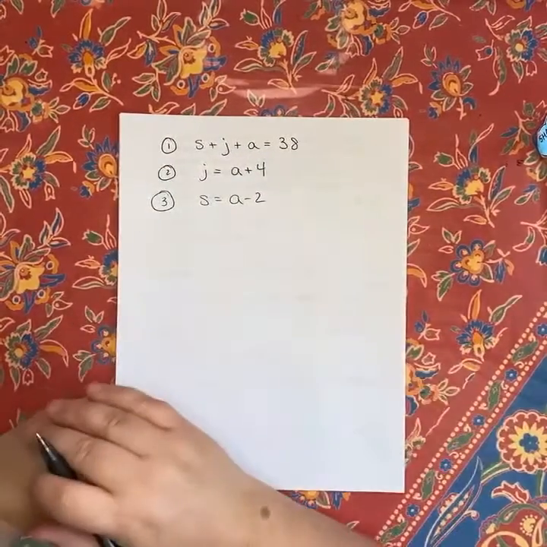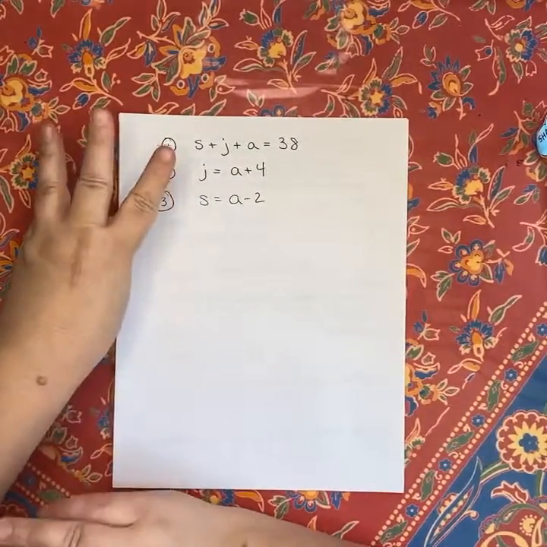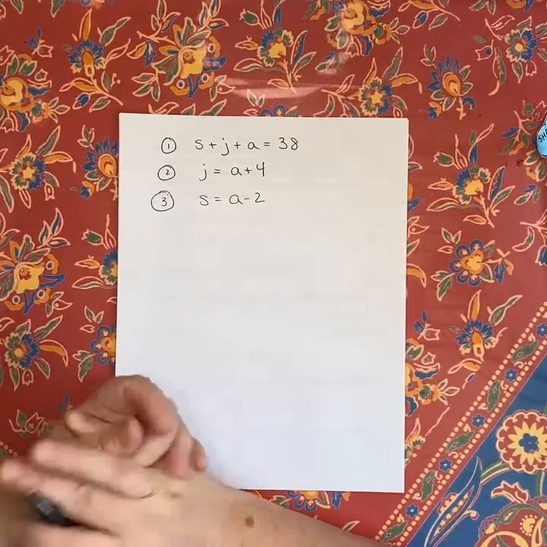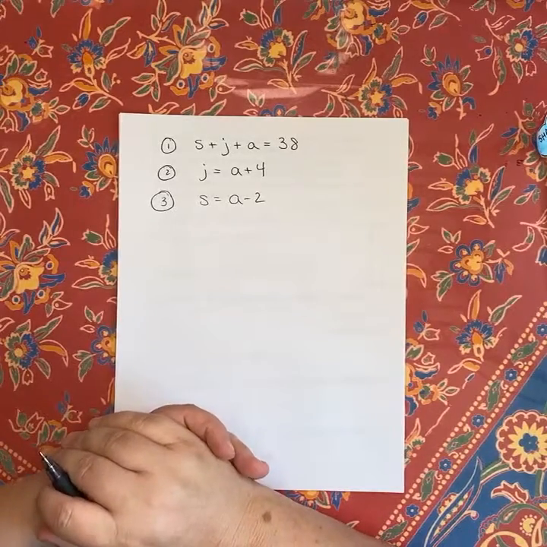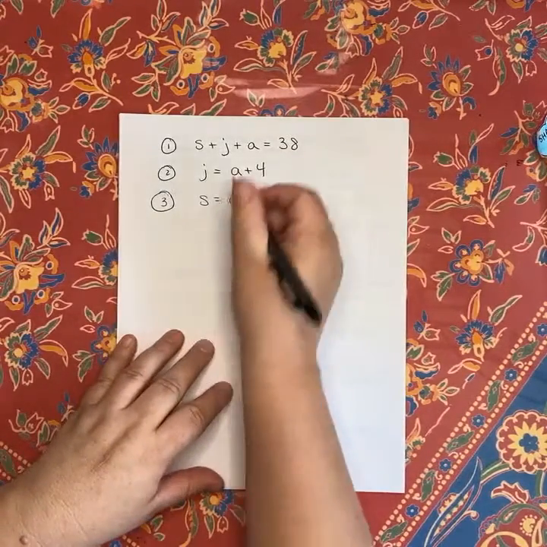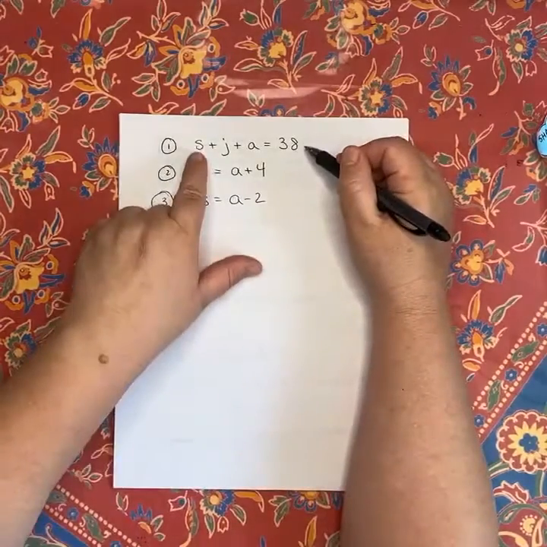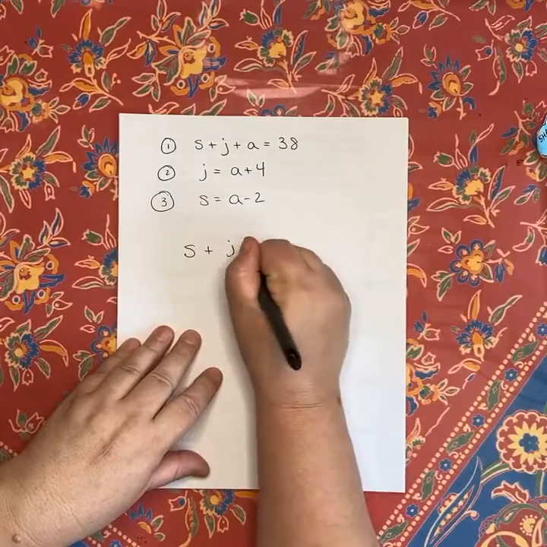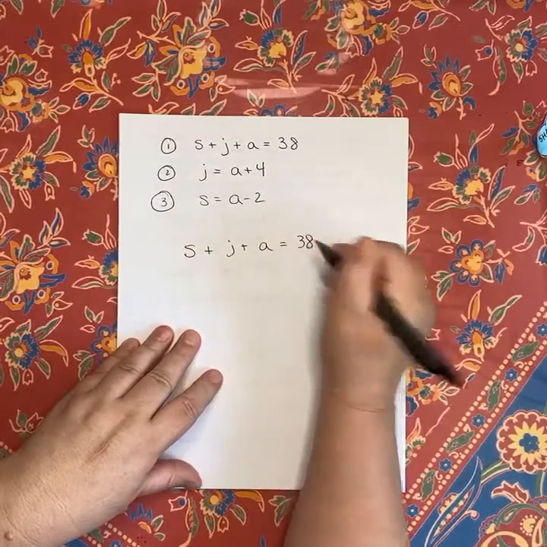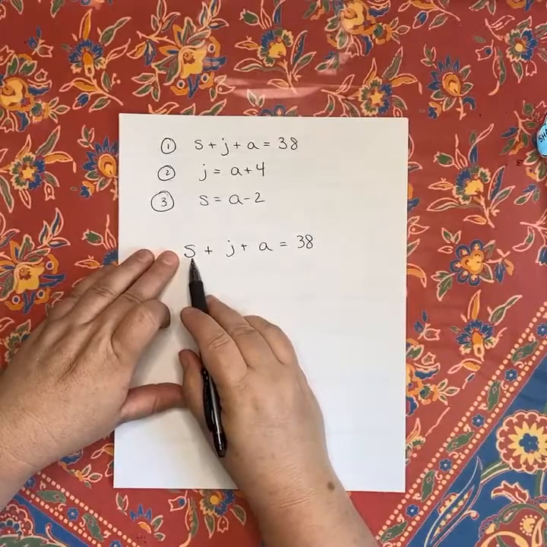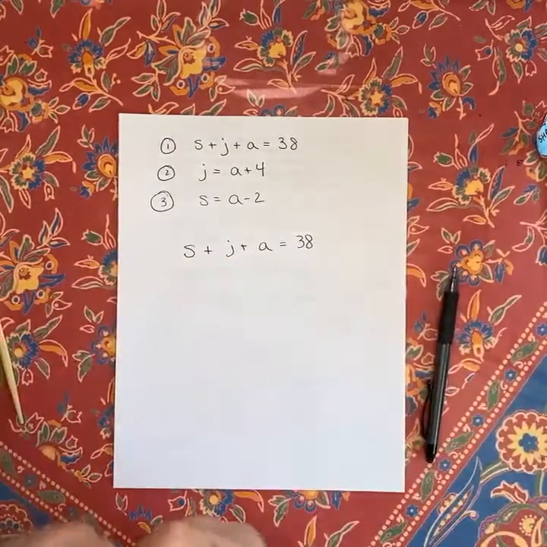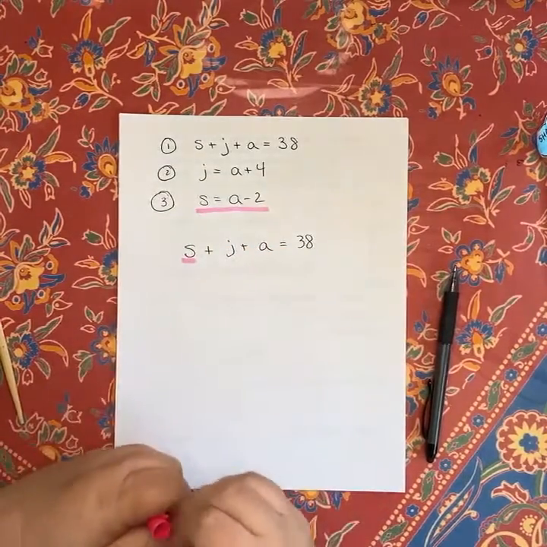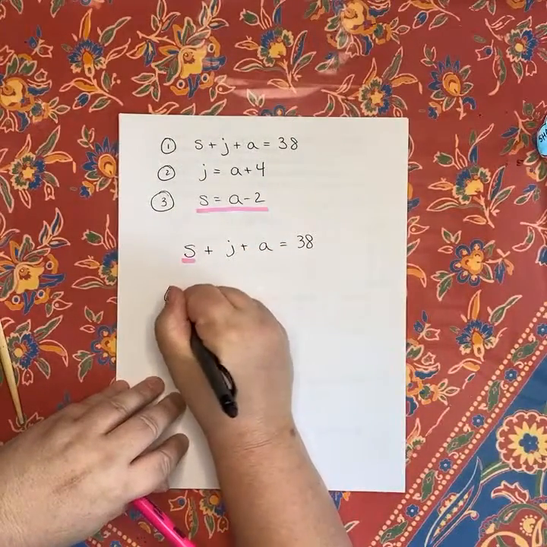Well, now we have 3 variables. We are going to study this formally later, but I'm just going to show you how to do this now because I think you guys can handle it. Start out with the big equation, the equation that has all of the variables in it. S plus J plus A equals 38. And in place of S, I'm going to put A minus 2.